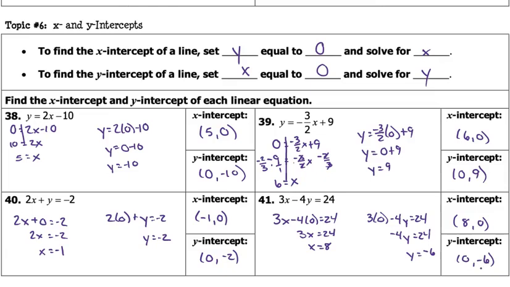So that's just a quick review. If I want to know the x-intercept, I put 0 in for y. If I want to know the y-intercept, I put 0 in for x.